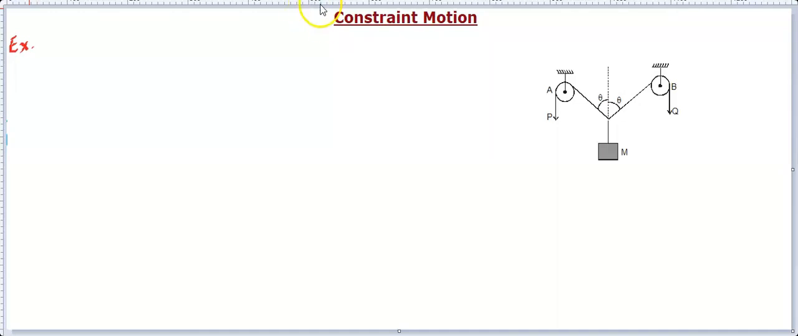Hello everyone, and let's start this video lecture. You are studying and learning constraint motion and constraint relation. The constraint relation related to a string-block system we have understood, and we did a couple of examples on that. To make it more clear, let's have a few more examples.